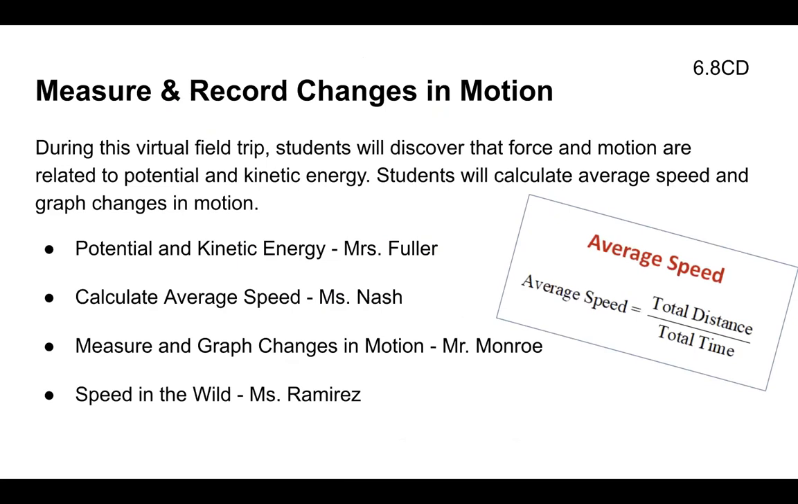Now, today's field trip is going to be about measuring and recording changes in motion. During this virtual field trip, students will discover that force and motion are related to potential and kinetic energy. Students will calculate average speed and graph changes in motion. So we're going to start off today by discussing potential and kinetic energy with Mrs. Fuller. Next, we will calculate average speed with Ms. Nash. Third, we will measure and graph changes in motion with Mr. Monroe. And last, we're going to see speed in the wild as it pertains to some different animals with Ms. Ramirez.